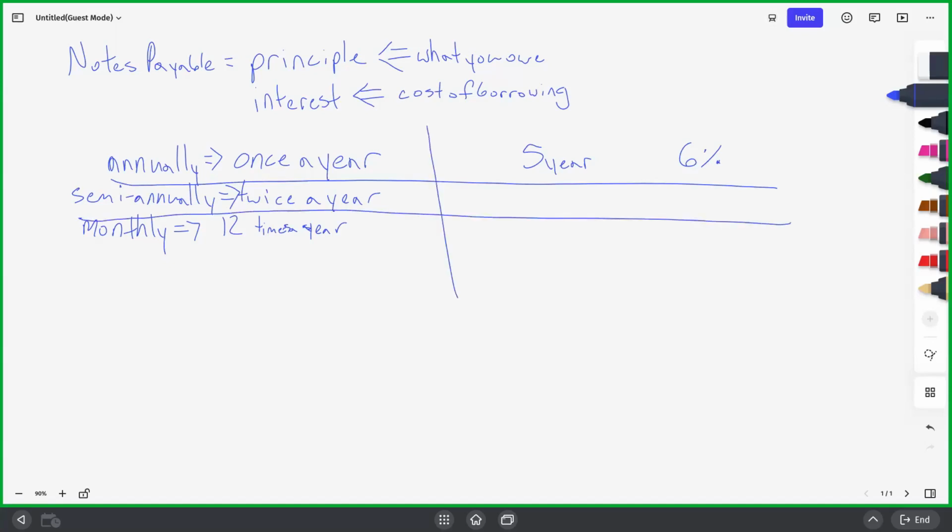But let's take a look at semi-annually. What happens to the year? What do you do to the number? You do half the percentage and you do double the year. Now, we don't see this as often. I don't know if you're gonna see a problem like this, but it's still very important to know, especially going into more financial classes.